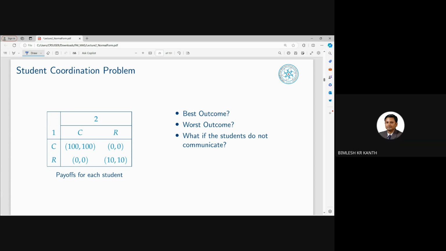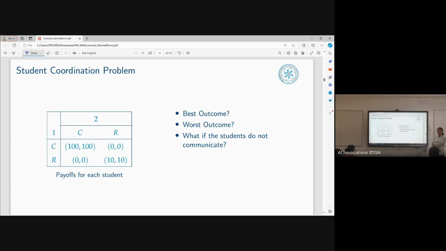In that case, they will both relax most likely because they won't trust the other guy. They know the payoff is maximum when they go to class. Even if I'm individualistic, the highest payoff I get is when I go to class, whether the next person goes or not. But if the other person doesn't go, then you get a payoff of 0.